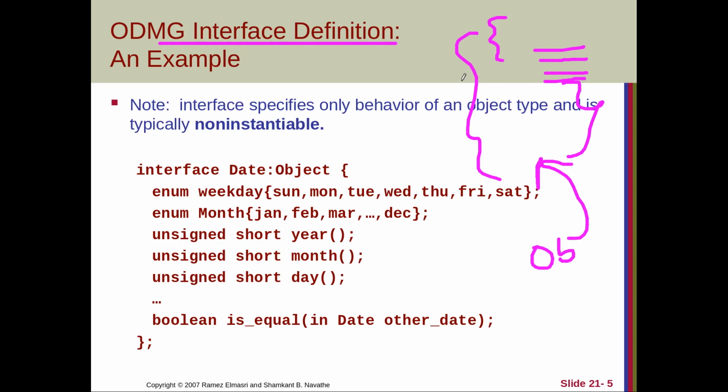Before moving into the definition of classes, we will see about interface. An interface is similar to a class which consists of some data and functions, or attributes and operations, which specify only the behavior of an object type, and that cannot be used for creation of an object. So an interface consists of some behavioral information, and it cannot be used for creation of an object.